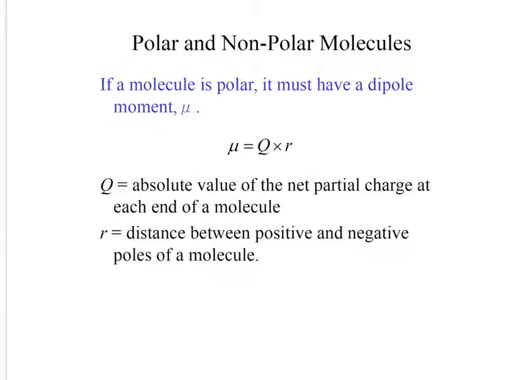Polar and nonpolar molecules. You won't have to make these calculations, but you do need to make qualitative predictions about dipole moments. So in order for a molecule to have a dipole moment, one end of the molecule must have a partial positive charge and the other end must have a partial negative charge. For polar diatomic molecules, the sum of the partial negative charges on the negative end of the molecule is equal to the sum of the partial charges on the positive end of the molecule.